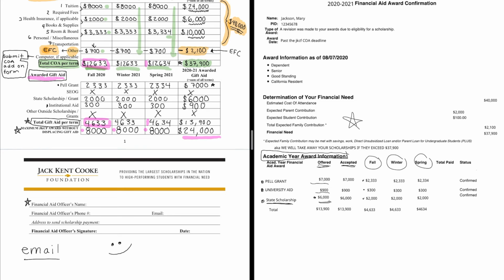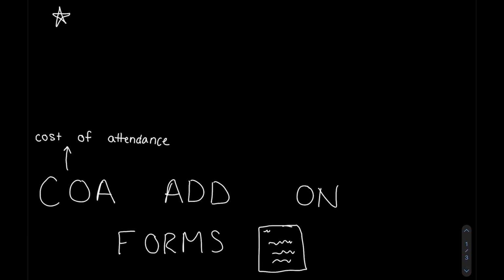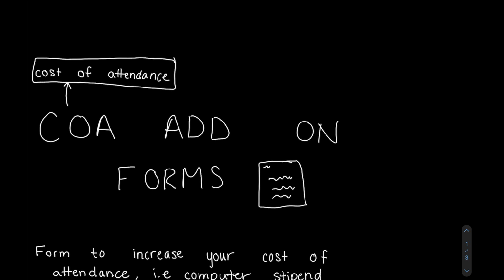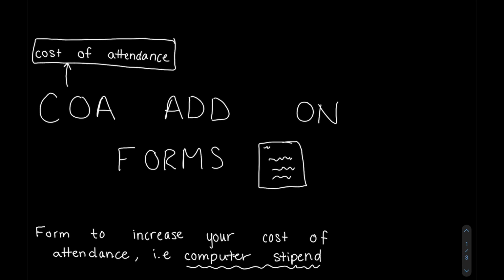I'm going to add on a little bit about a cost of attendance form, but that will be right now. So here I'm going to talk about cost of attendance add-on forms really quickly. If you have more questions, you can always ask your financial aid officers if they ever respond back to you. A cost of attendance add-on form is a form that you fill out to increase your total cost of attendance so that you can get more scholarships.